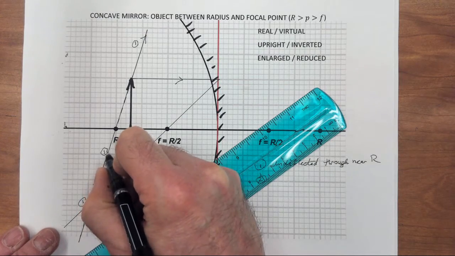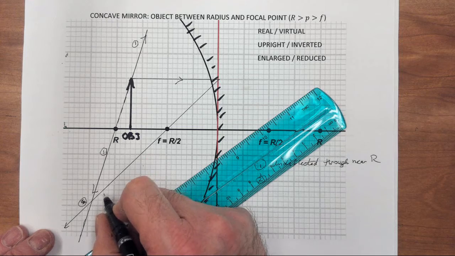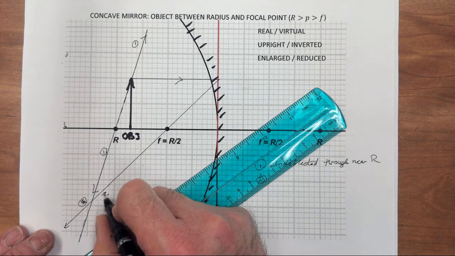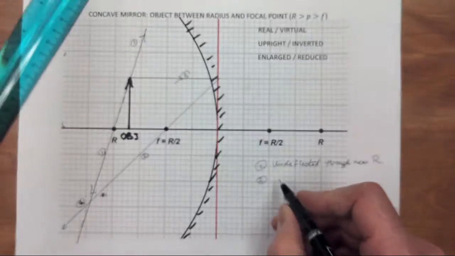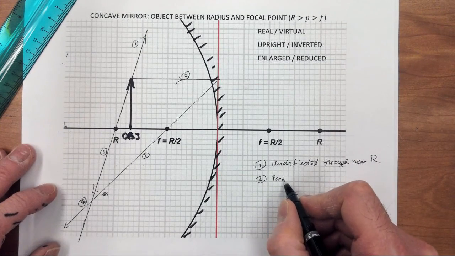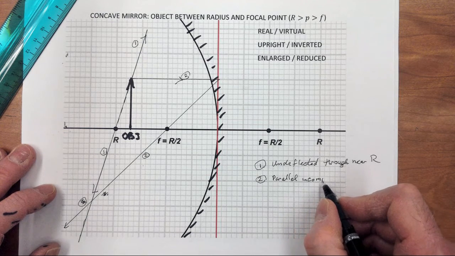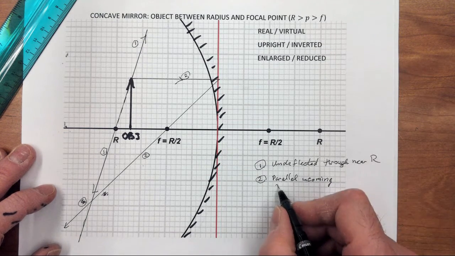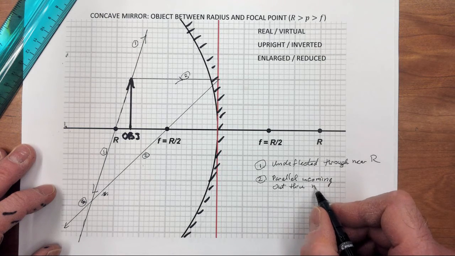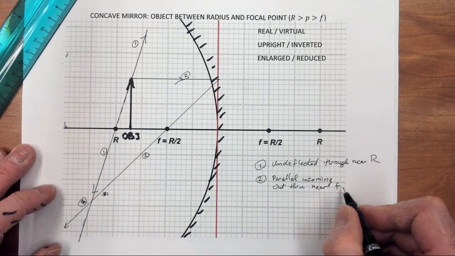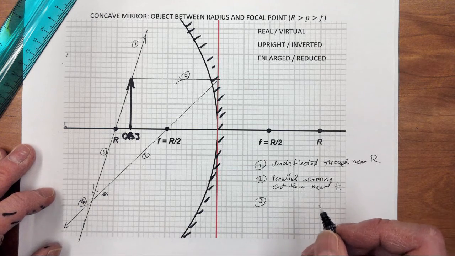Let me relocate number 1 up here. And this one right here is going to be number 2. Oh, I better do 2 up here as well. So there's number 2. Parallel incoming. Goes out through the near focal point. Now, what about number 3? It's going to be a parallel outgoing.